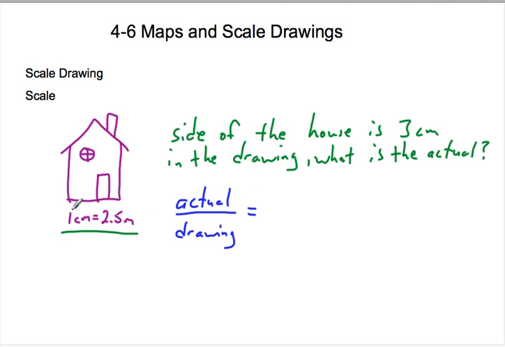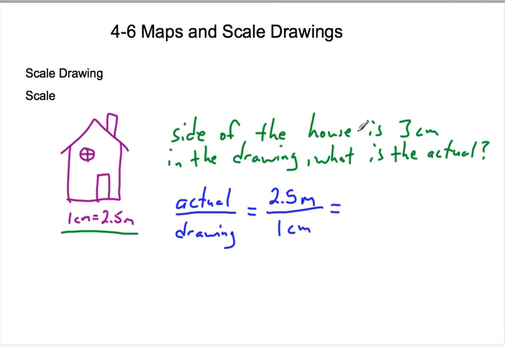And so what it's doing when it says 1 centimeter equals 2.5 meters, and you'll see this on a map, on a blueprint, any type of scale drawing that you might see, the actual it's saying is 2.5 meters, and the drawing it's saying is 1 centimeter. And so it's just setting up a ratio here.